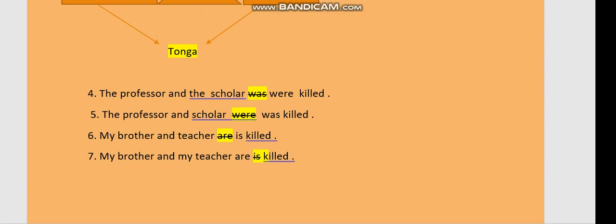In the same way, my brother and teacher is killed. My brother is actually a teacher. My brother and teacher is killed, not are killed, because brother and teacher are not different persons, they are actually a single person. My brother and my teacher are killed, not is killed, because my brother is one person and my teacher is another person. So the right option is are, not is. Our helping verb will be plural.